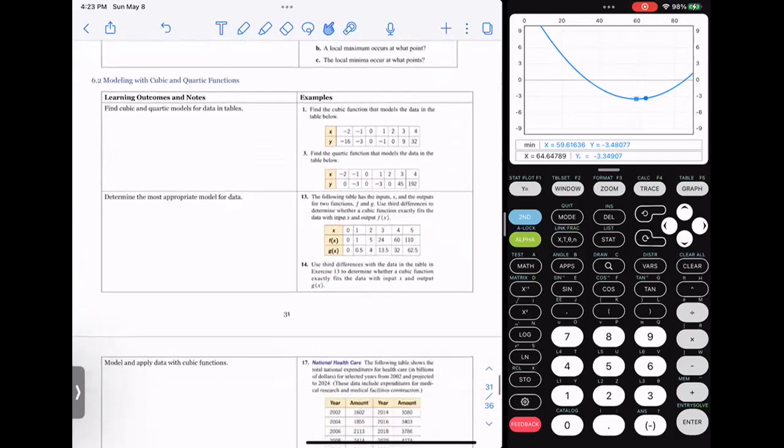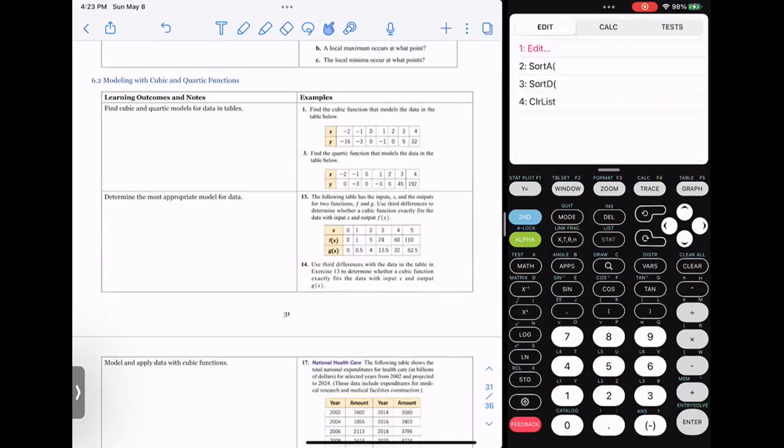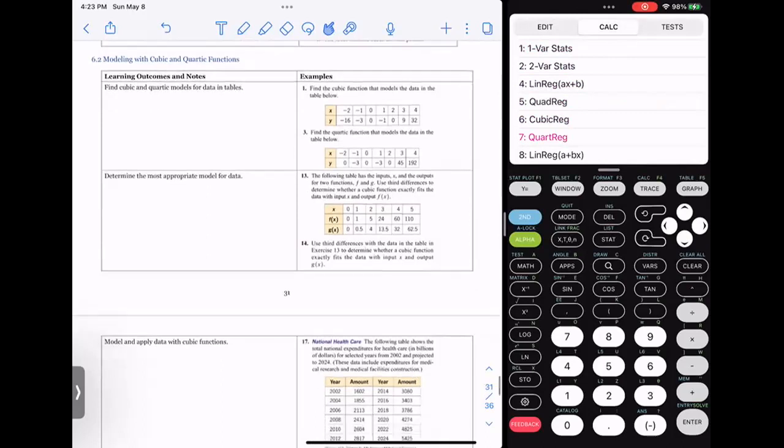Modeling cubic and quartic functions. That's reg again. Okay, so again, for the stat, where it says calc here, you have your quad reg, cubic reg, and your quart reg. Quart means quartic, cubic means cubic. Same process as before, you just need to know which of these functions you're using on your calculator.